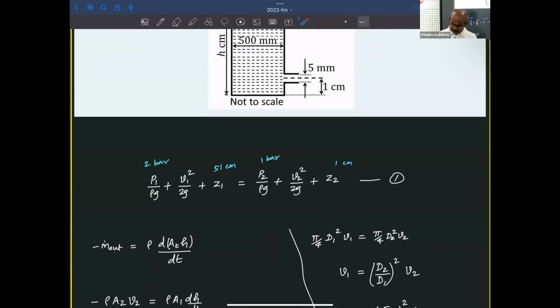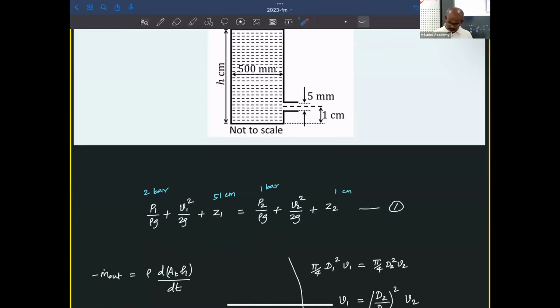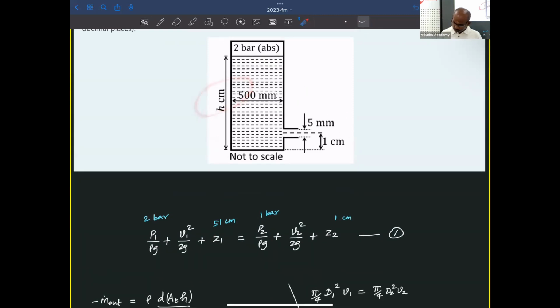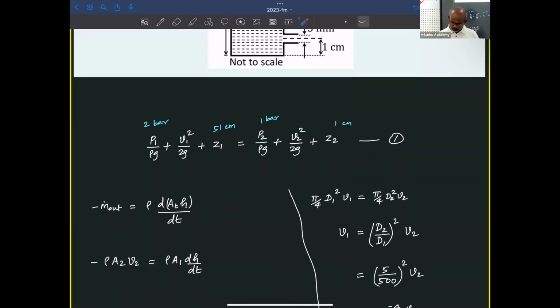What is needed is to find the result corresponding to h of 51 centimeter. So you can take h as 51 centimeter, Z1 is 51 centimeter, and Z2 is 1 centimeter. Corresponding to that only we are going to find dH by dt. Okay, so substituting everything, this is the Bernoulli equation.